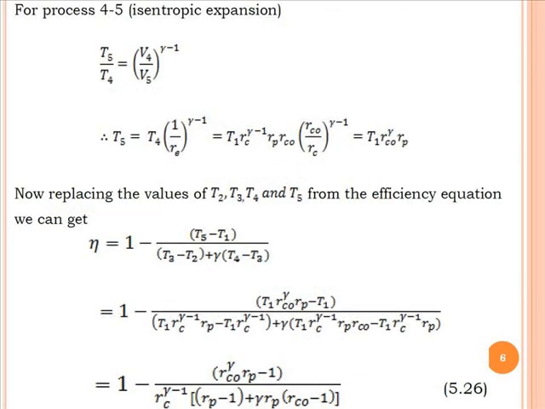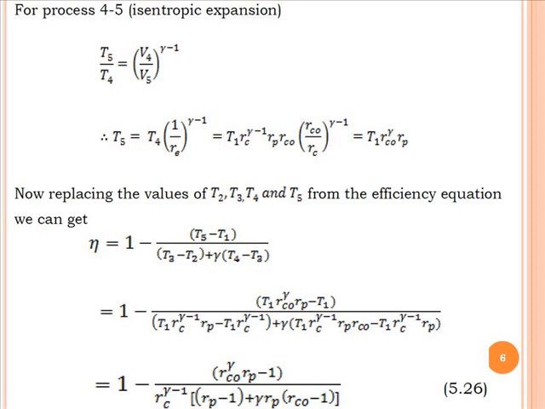Now for process 4 to 5, that is isentropic expansion process, we will get T5 equals T1 into compression ratio raised to gamma minus 1 into pressure ratio into cutoff ratio into bracket cutoff ratio divided by compression ratio raised to gamma minus 1. So we will get T1 into Rco, that is cutoff ratio raised to gamma, into pressure ratio.